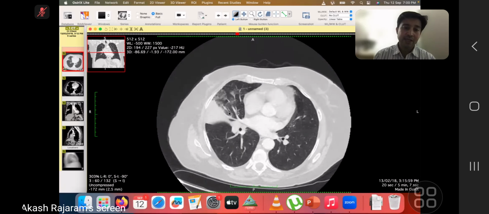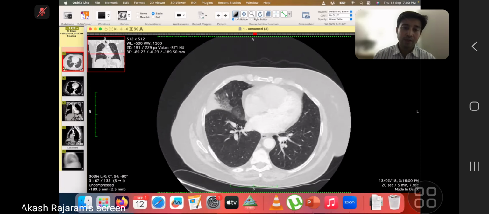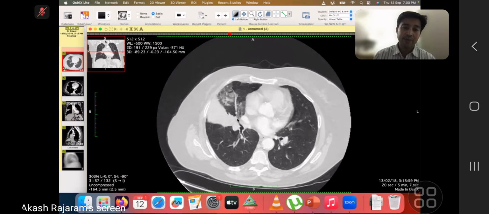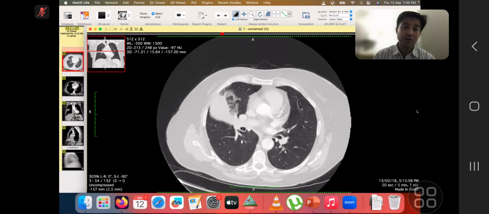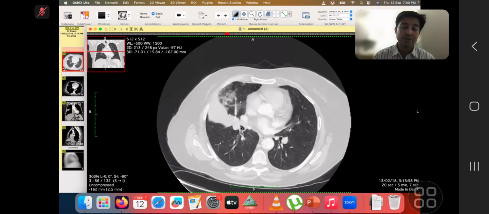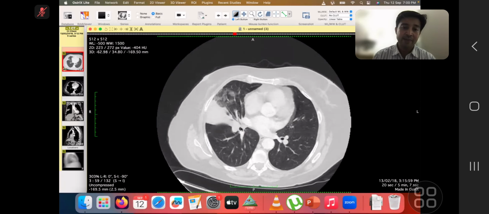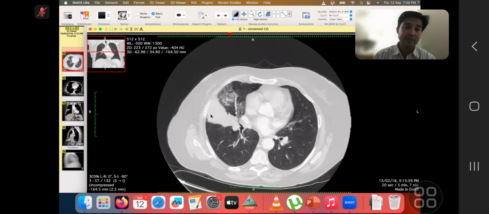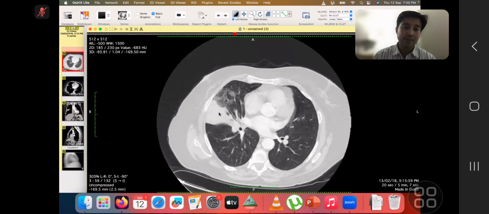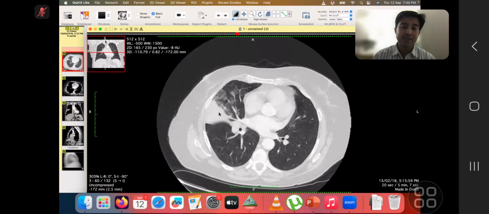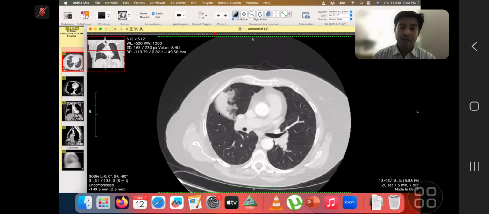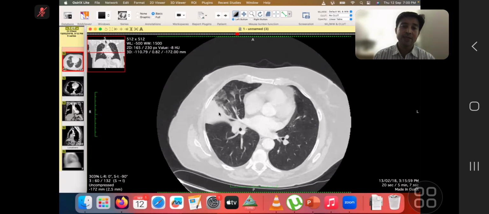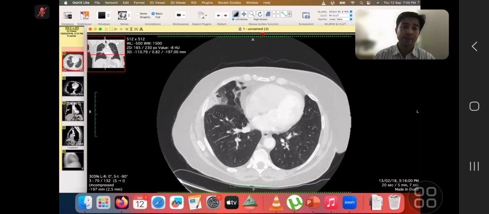Also, you're not seeing any air bronchograms. But always mention there is no endobronchial lesion, which you didn't mention. You should always mention that I'm not seeing any obvious endobronchial lesion which is causing these symptoms. There is no obvious mass lesion. This is definitely consolidation. But you have to mention that you will follow this up.